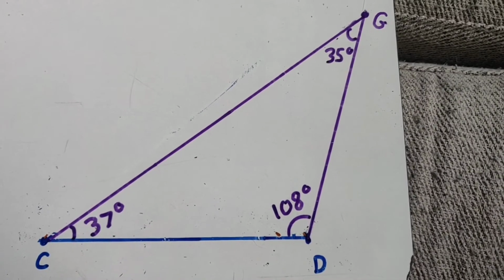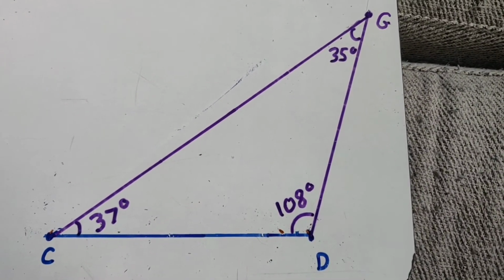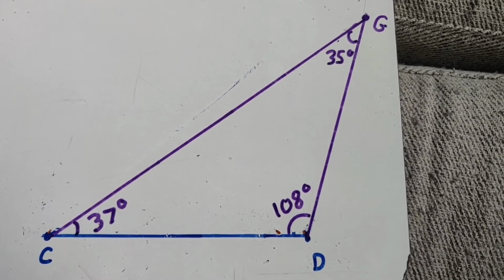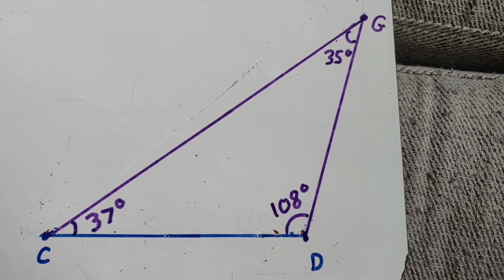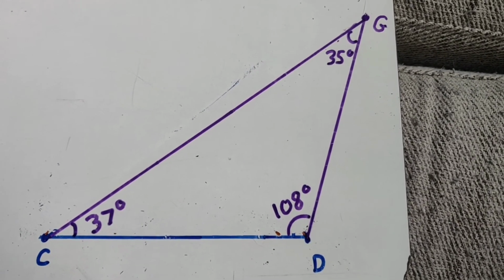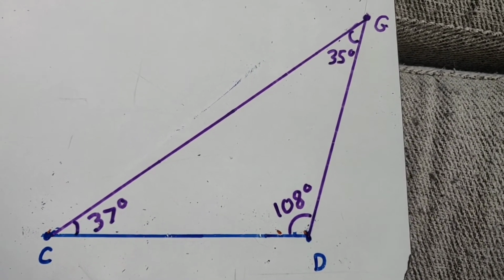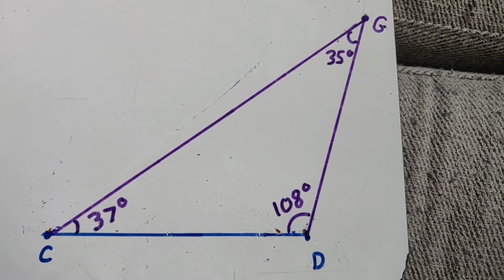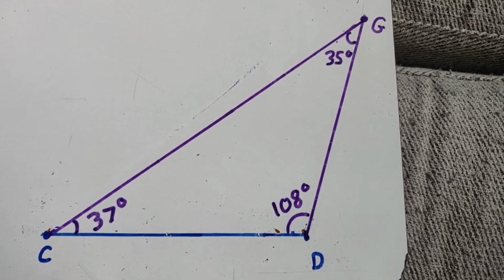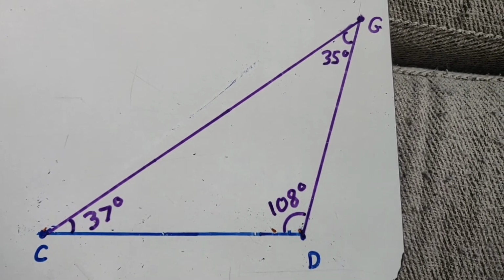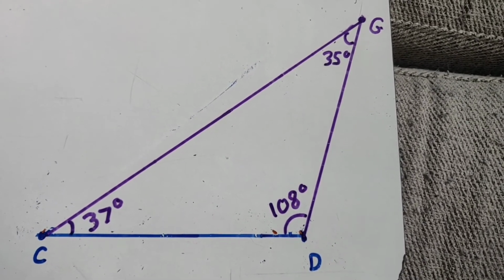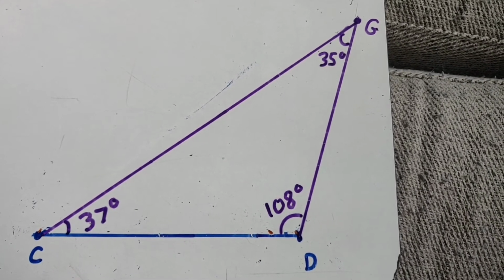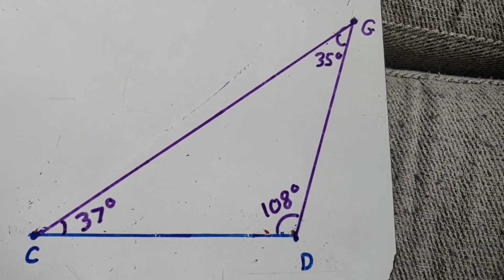As with all triangles, this triangle has three angles, which is what the tri in triangle means: three. And I can see that it has two acute angles, angle DGC and angle GCD, because both of those angles are less than 90 degrees. And it has one obtuse angle, angle CDG, which is 108 degrees, which is greater than 90 degrees.